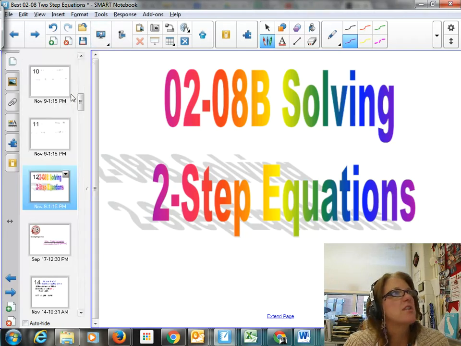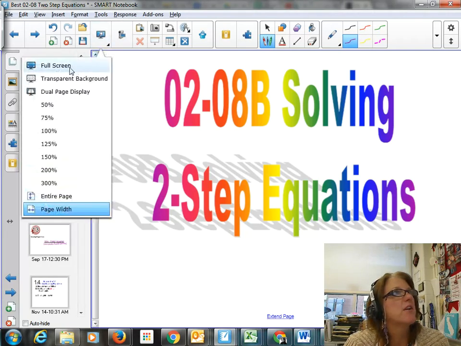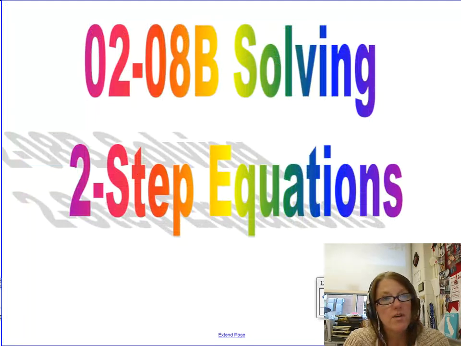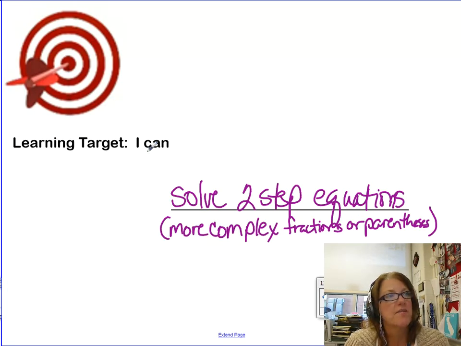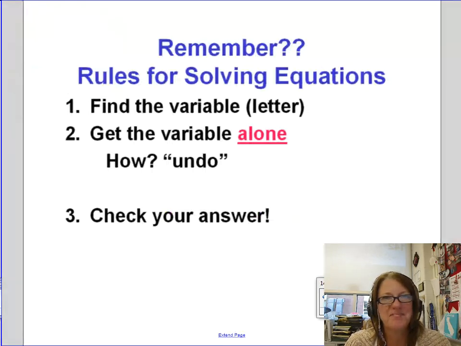Just a reminder of your learning target for today. I can solve two-step equations. But the twist this time is they're going to be a little more complicated, and you will see more fractions or parentheses. I'll show you how to counteract this and actually make them pretty straightforward. Okay, so here we go.